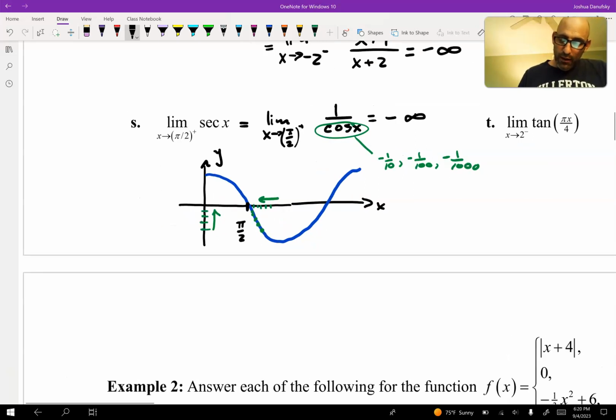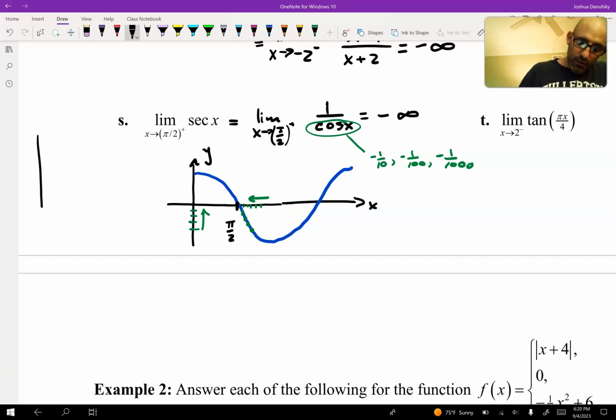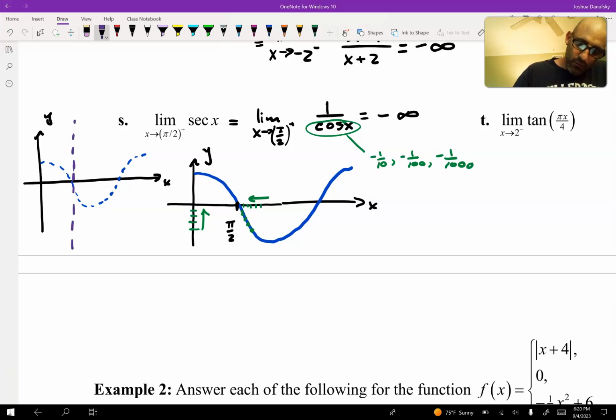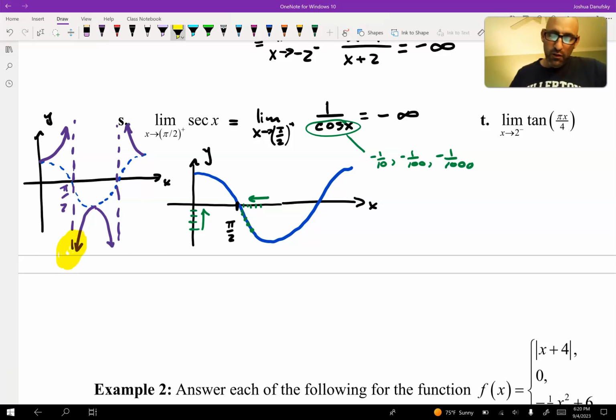Again, another way to do that is to just think about the secant graph. And so you may remember from a trig class, you first graph your cosine like this. We graph our vertical asymptotes like this, and like this. And then our secant graph does something like this. And right here at pi over 2, you can see right in this region, the graph is going to negative infinity. So another way to kind of think about that.